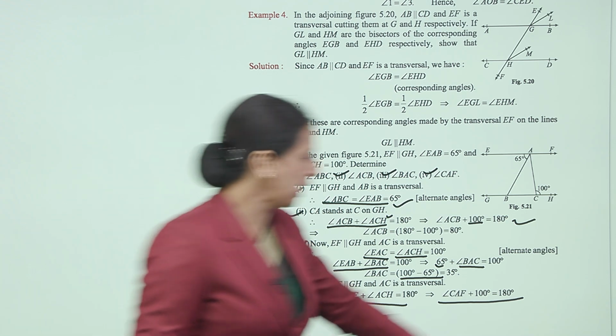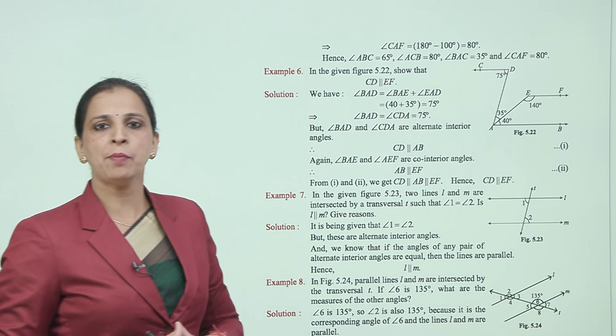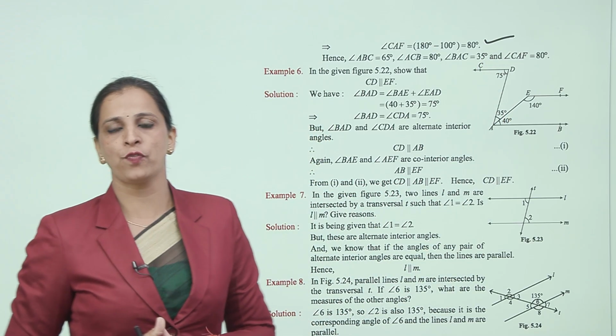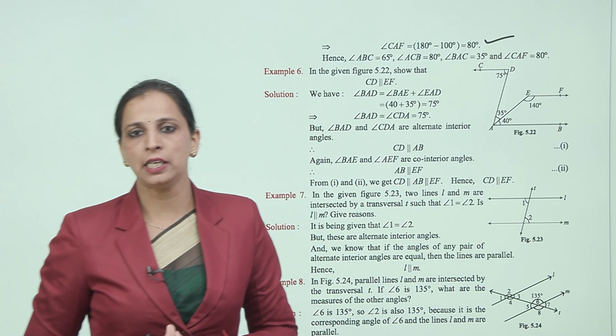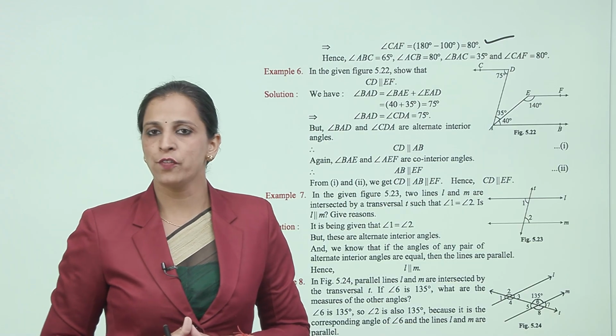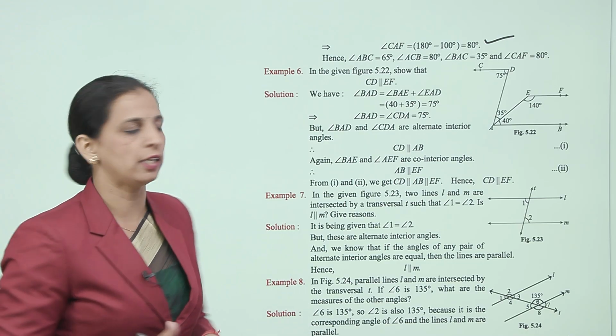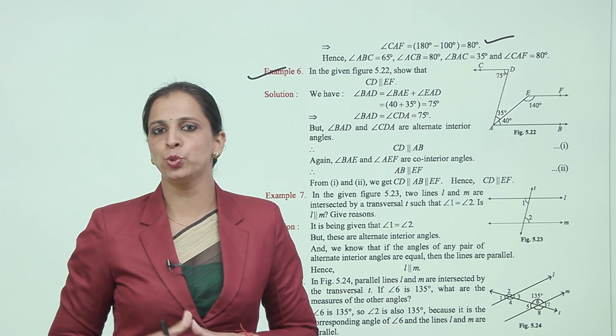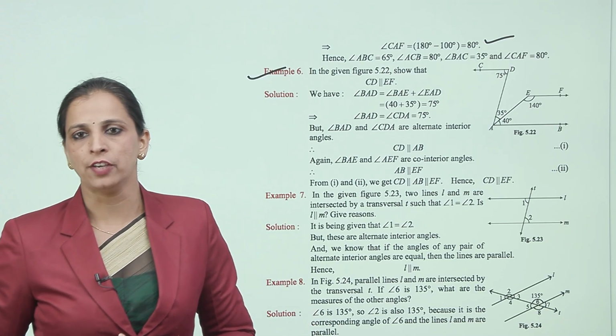So angle CAF is 180 minus 100, which equals 80 degrees. Hence angle ABC is 65 degrees, angle ACB is 80 degrees, angle BAC is 35 degrees, angle CAF is 80 degrees. Now example 6. In the given figure 5.22, show that CD is parallel to EF.